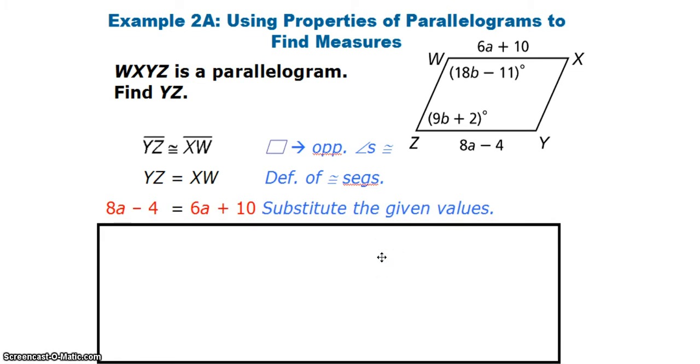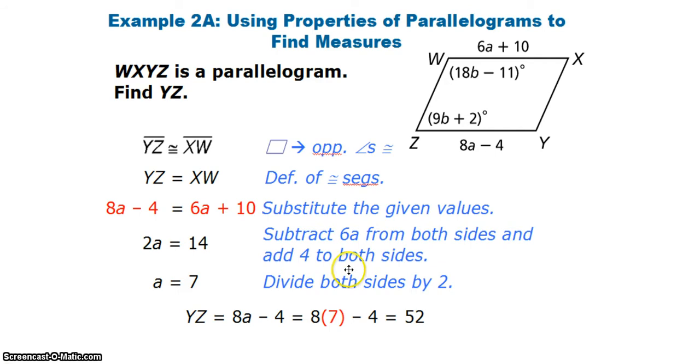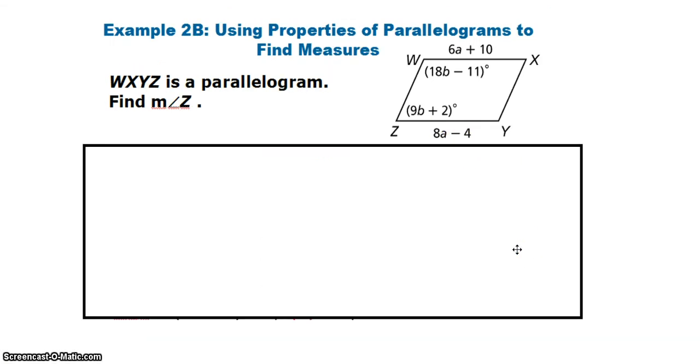And when you do, subtract your 6a from both sides, add 4, and divide by 2. We have 7. Oh, don't forget that the question is find YZ, so we're going to plug 7 back into the known expression for YZ. 7 times 8 is 56 minus 4 is 52. Here's another opportunity to find an unknown, in this case, the measurement of angle Z. Okay, so how can we find that here?